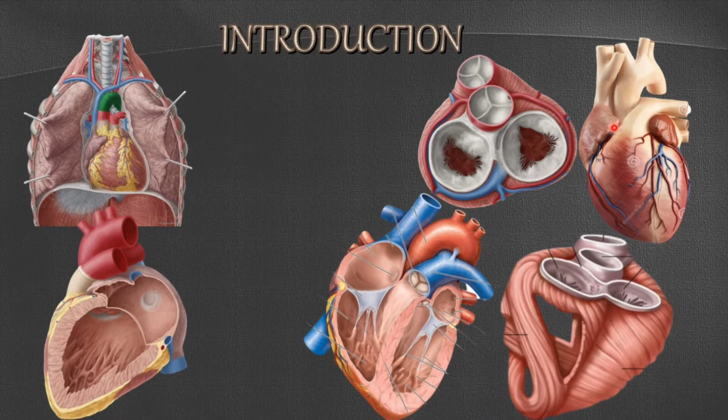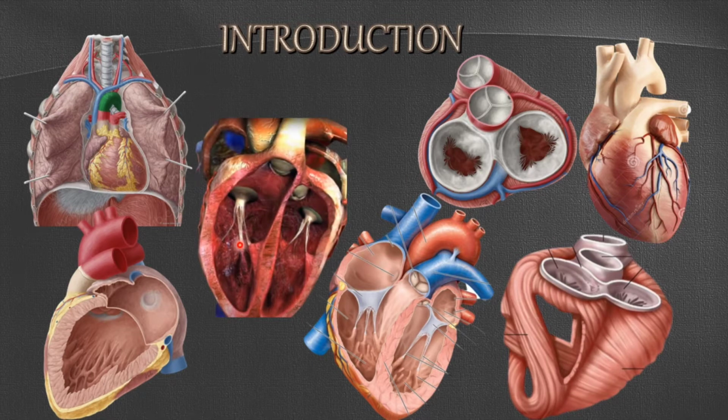Now this is the external view of the heart. This is the right atrium, right ventricle. So the right AV valve will be here, the left AV valve will be here. Here will be the pulmonary valve, and behind will be the aortic valve. So you can see all the valves are at the same level.